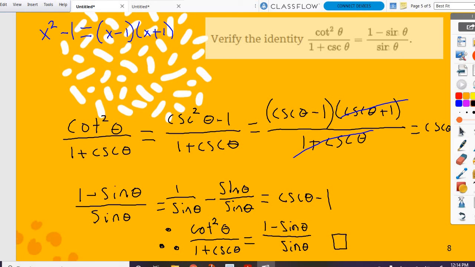And end our proof. Will it ever not equal that in the proof? You mean, is there ever a chance that it will say verify the identity and it doesn't actually work? No. If it says prove the identity or verify the identity, there is a way to make it work. Now, if it says is the following an identity, then that could be a yes or no answer. But it's not going to tell you to prove something that's not true.